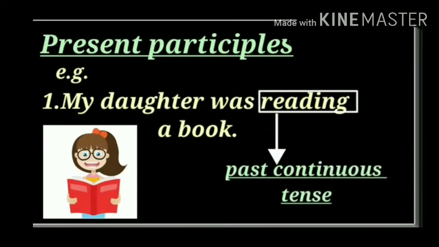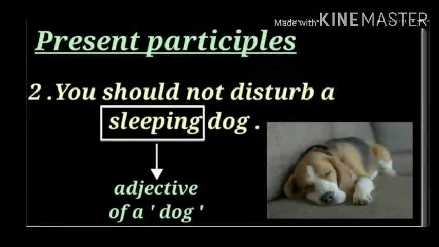Here are some examples for present participle. That is, my daughter was reading a book. Here reading is used in a past continuous tense. You should not disturb a sleeping dog. Here the word sleeping is an adjective of a dog. Here it tells about the quality of a dog, which is sleeping here.